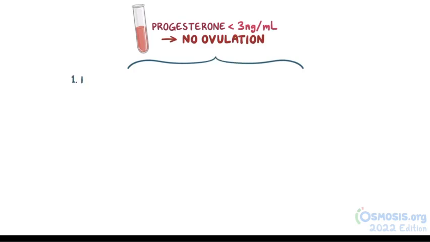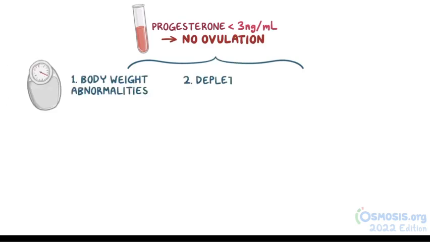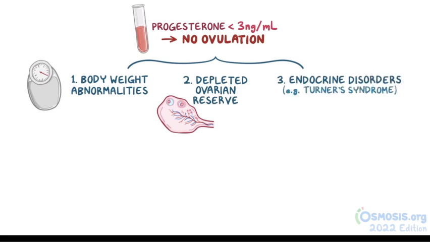Now, if progesterone levels are lower than 3 nanograms per milliliter, then there's no ovulation. Causes may include either body weight abnormalities, a depleted ovarian reserve, or other endocrine disorders like Turner syndrome.